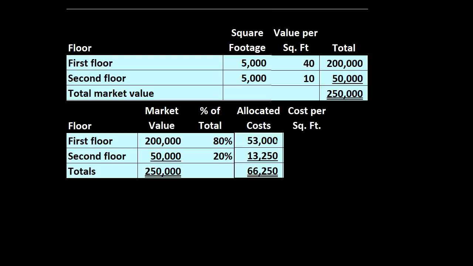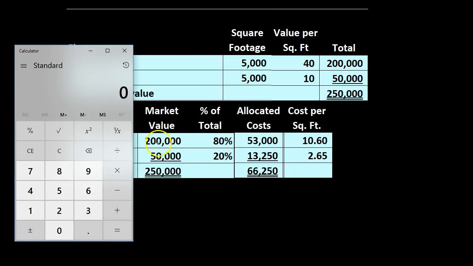If we had one department per floor, then we could use those numbers. But we have multiple departments on multiple floors. So now we need to take that and get the cost per square foot. So this would be the cost per floor. Now we need the cost per square foot. So there's 5,000 square feet on each floor. So we're just going to take the 53,000 divided by 5,000. And that's going to give us 10.60.